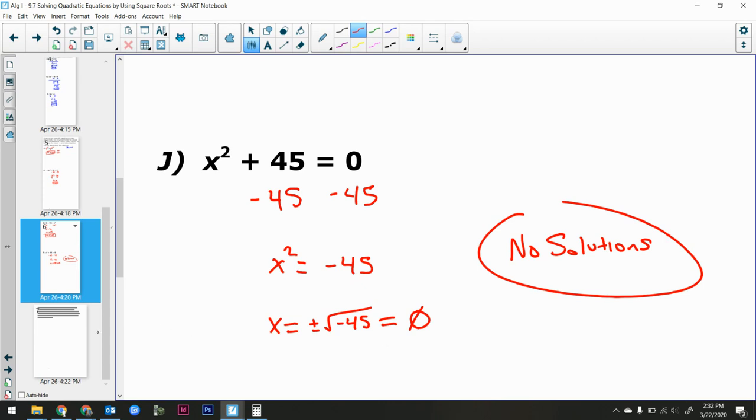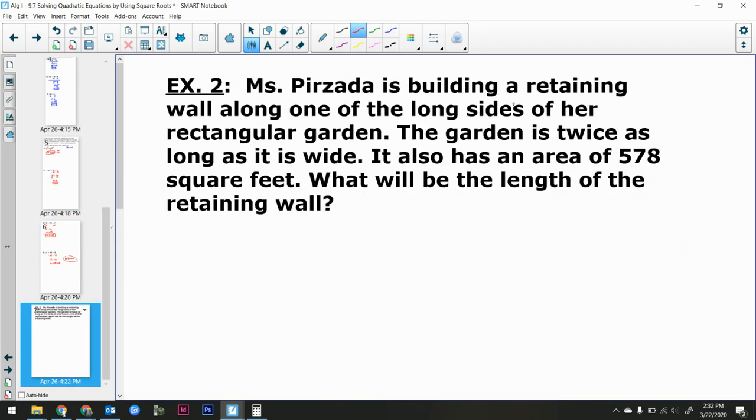Okay. All right, last problem here. Mrs. Prezada is building a retaining wall along one of the long sides of her rectangular garden. So we've got a rectangular garden here. The garden is twice as long as it is wide. So if its width is x, what would the length be? Think about it. This is x. Ooh, 2x, wouldn't it? It also has an area of 578 square feet.